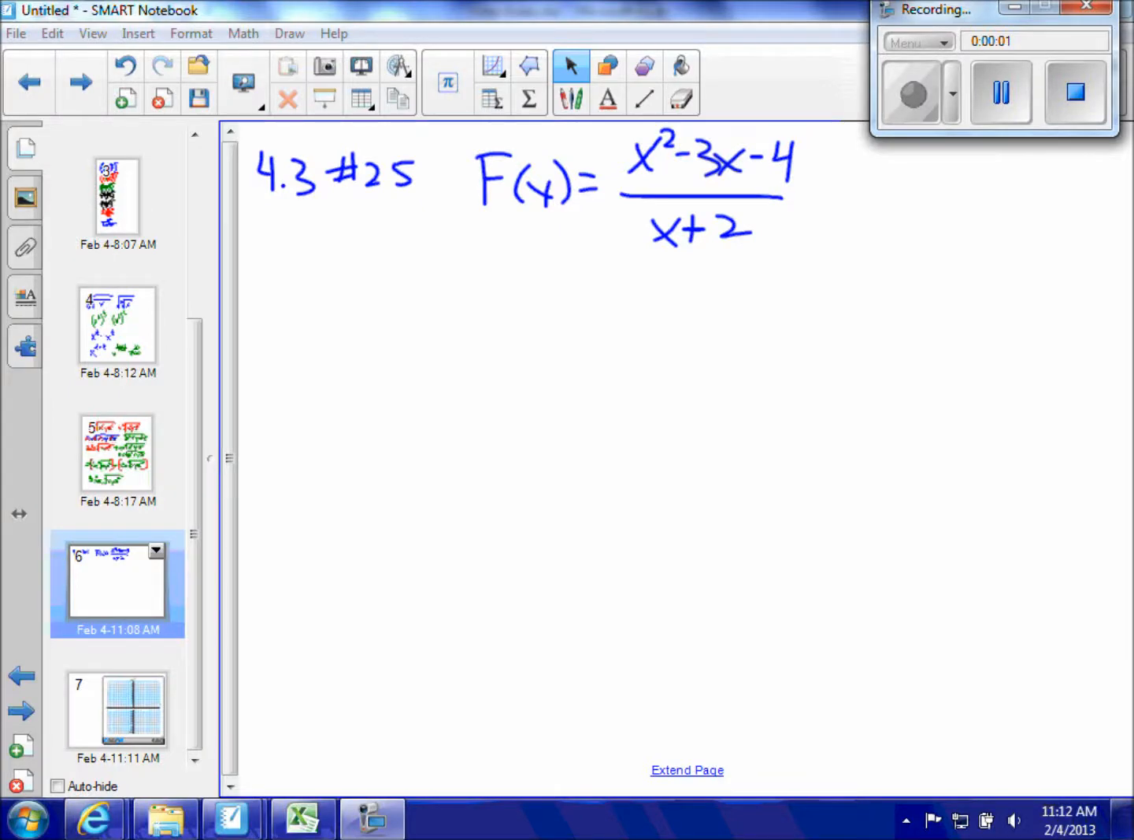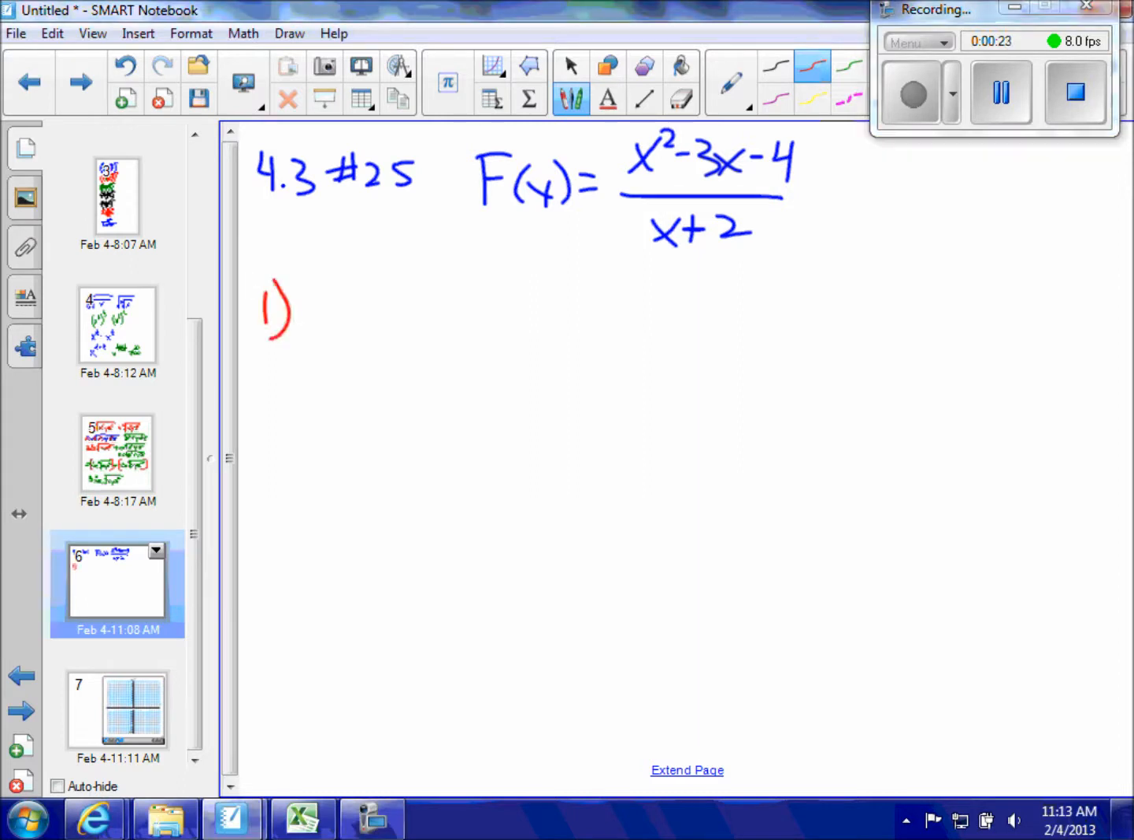So this is section 4.3, problem number 25. I'm going to analyze the graph of this rational function and follow the steps. So the first step is to factor the numerator and the denominator of r and find the domain of the rational function. Well, I'm going to factor my numerator and denominator.